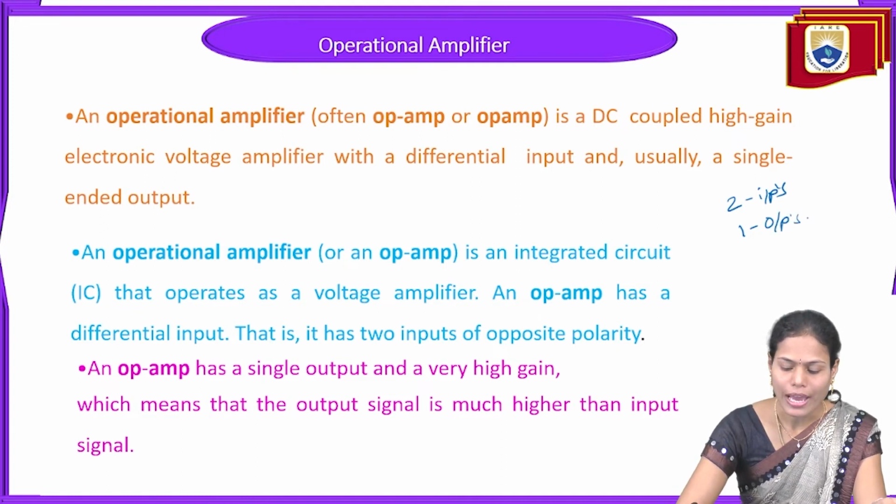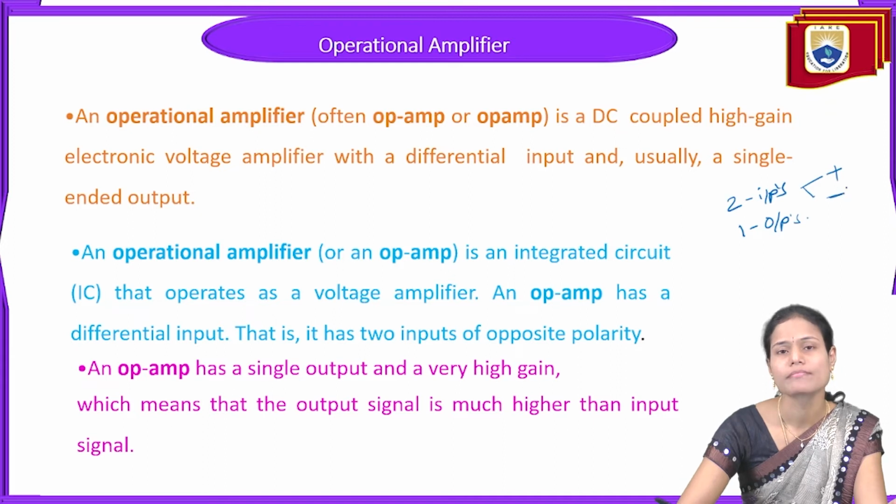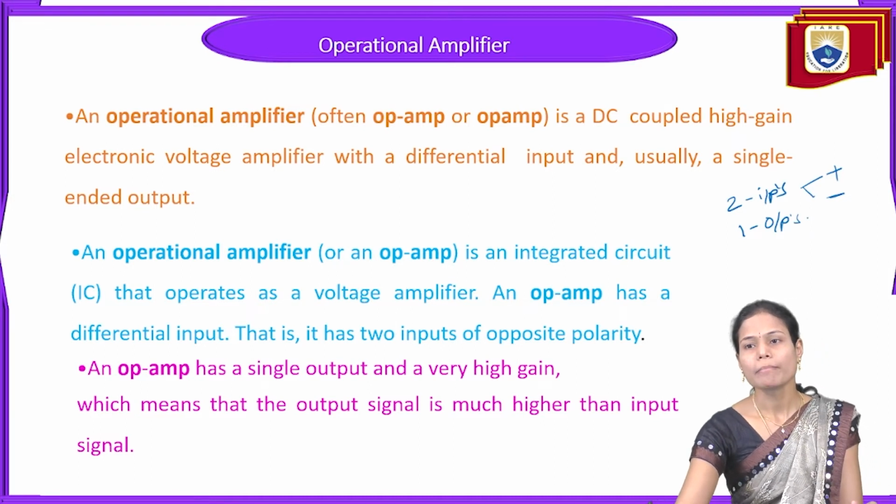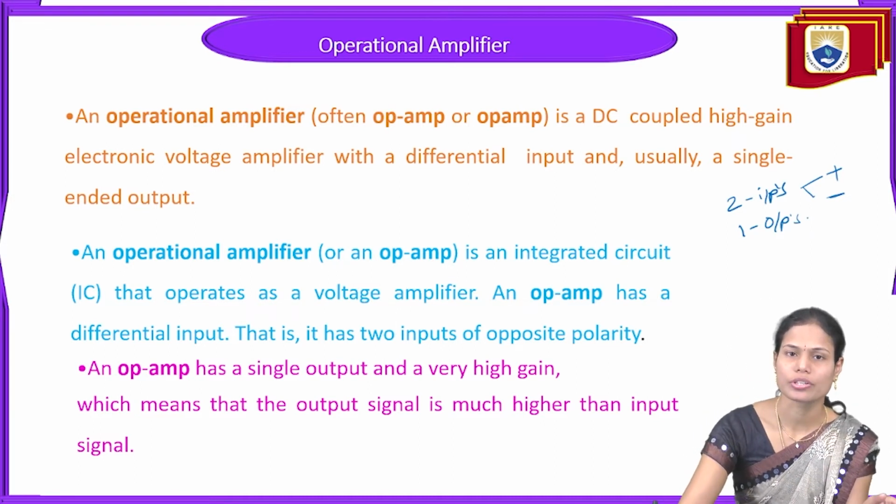This operational amplifier is an integrated circuit, so it can operate as a voltage amplifier. It has differential inputs, and those differential inputs have opposite polarity: one input is positive and the second is always negative. The output is a single output with very high gain, meaning the output signal is much higher than the applied input signal. That's why we call it a high gain amplifier.